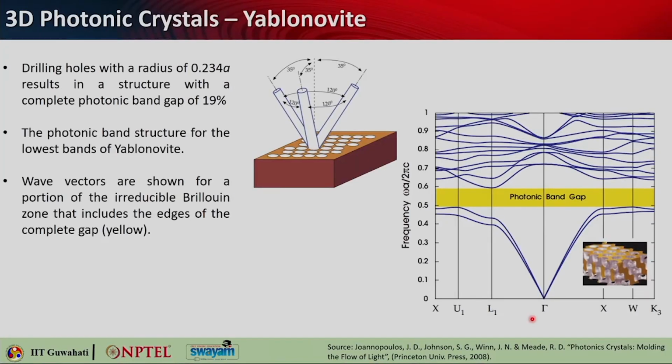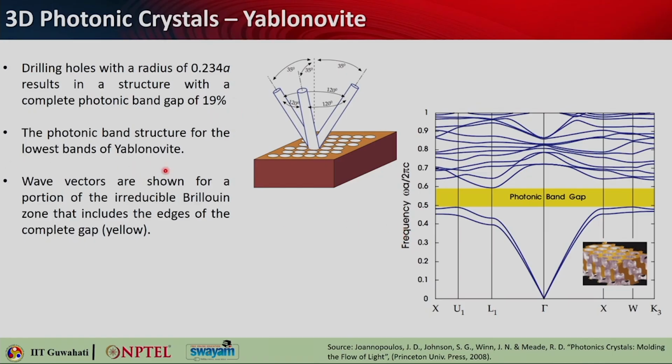So, it is not very simple to imagine. It is a pretty complicated structure, but this gave a very, very good band gap, as you can see over here, right. So, drilling holes, what was the size? The radius was taken as 0.234 a, and that could give you a photonic band gap of around 19%.